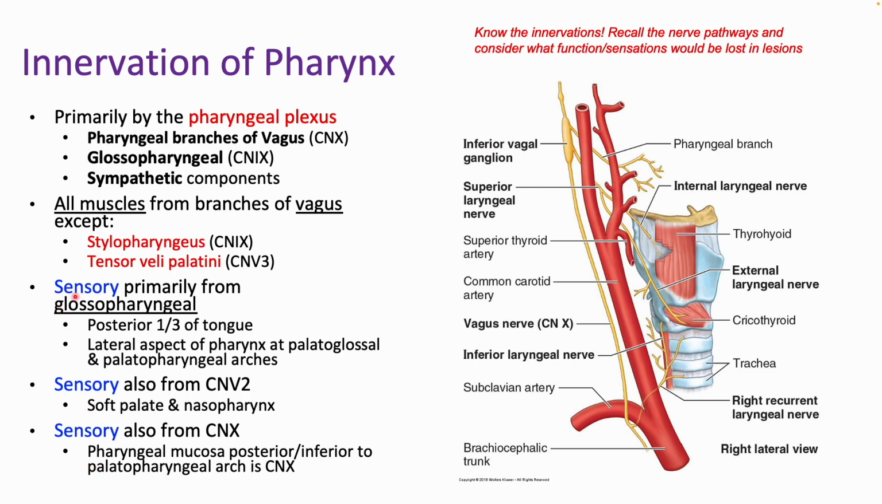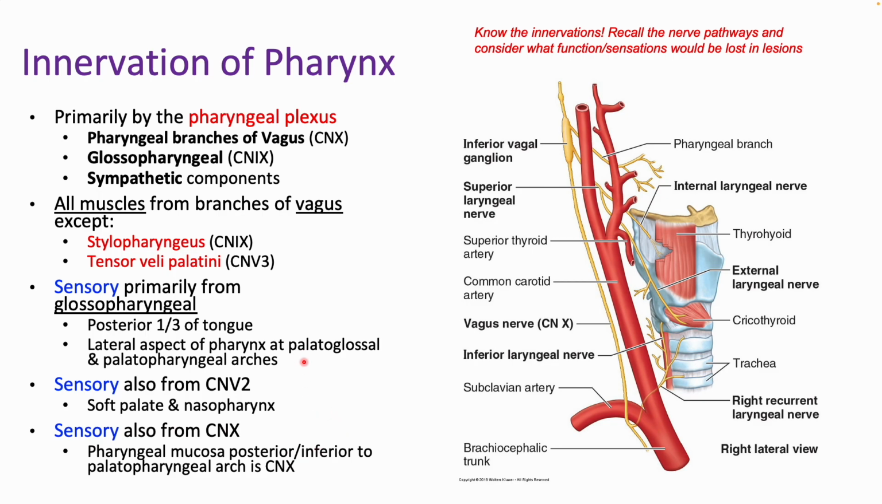We also have sensory innervation, and that's going to be a little more split. Sensory is primarily going to be from the glossopharyngeal, and don't try to remember this, just think back to the glossopharyngeal video, think about what it does, and remember we saw sensory to the posterior 1/3 of the tongue. It's also going to do some sensory to the lateral aspect of the pharynx at the palatoglossal and palatopharyngeal arches, so the two arches that wrap around the palatine tonsil. Sensory innervation will also come from V2, and that's going to be the soft palate and the nasopharynx. We're also going to see sensory from cranial nerve 10, the vagus, which is going to be mucosa posterior and inferior to the palatopharyngeal arch. So that's kind of moving down the pharynx as we look at these.